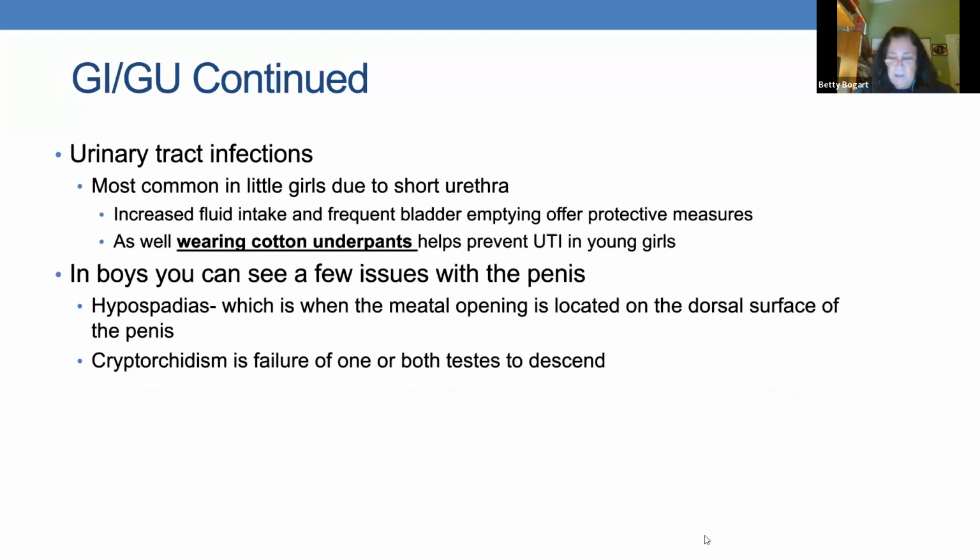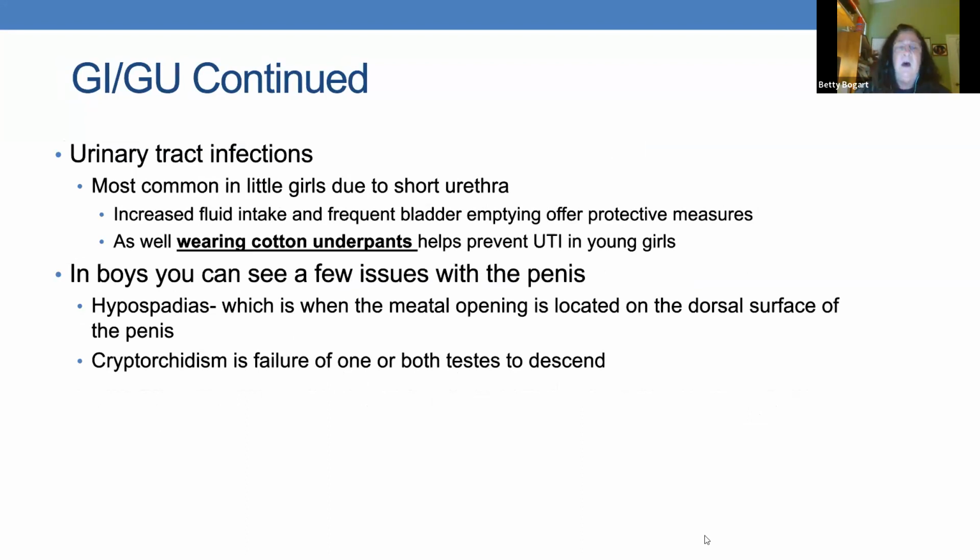Urinary tract infections, most common in little girls. They have little short, wide open urethras. And sometimes they don't drink enough. Sometimes they don't empty their bladder. Sometimes they wipe the wrong way and that could cause frequent bladder infections. So wearing cotton underpants helps. And of course, no bubble baths. They can't sit in that dirty water.